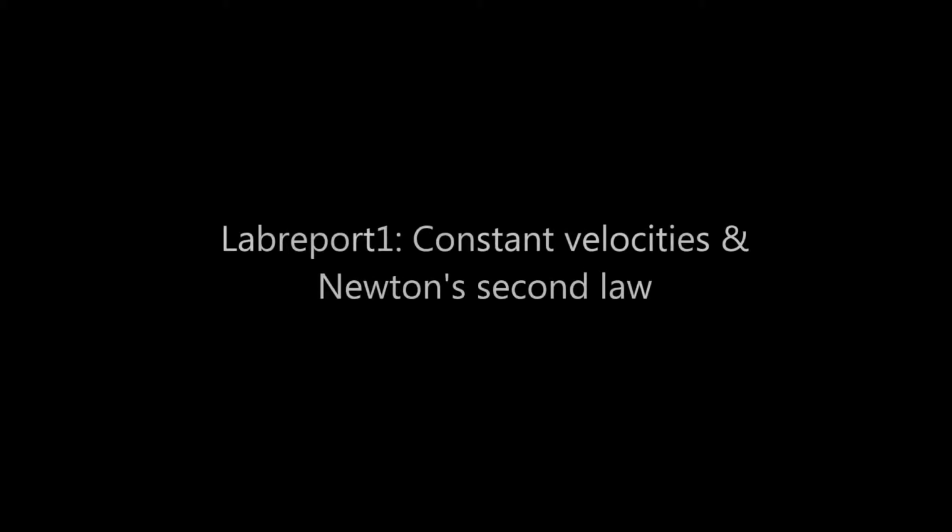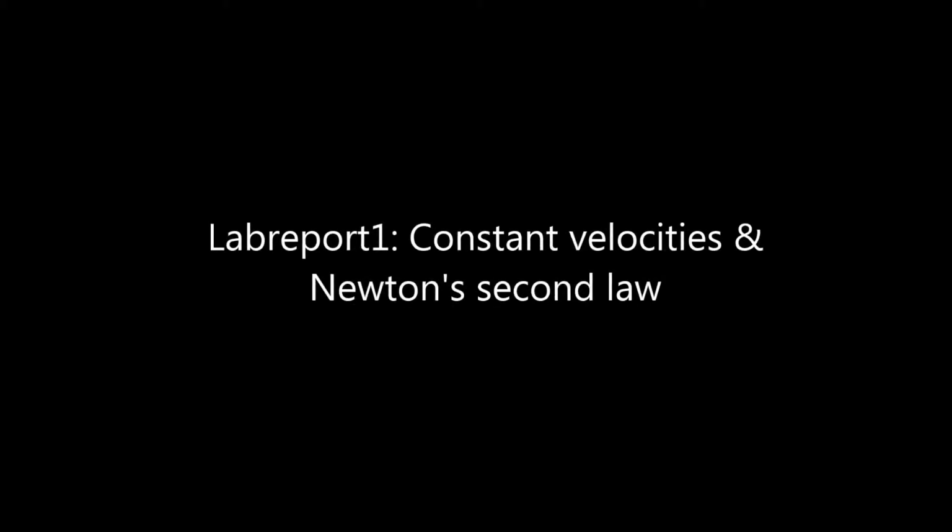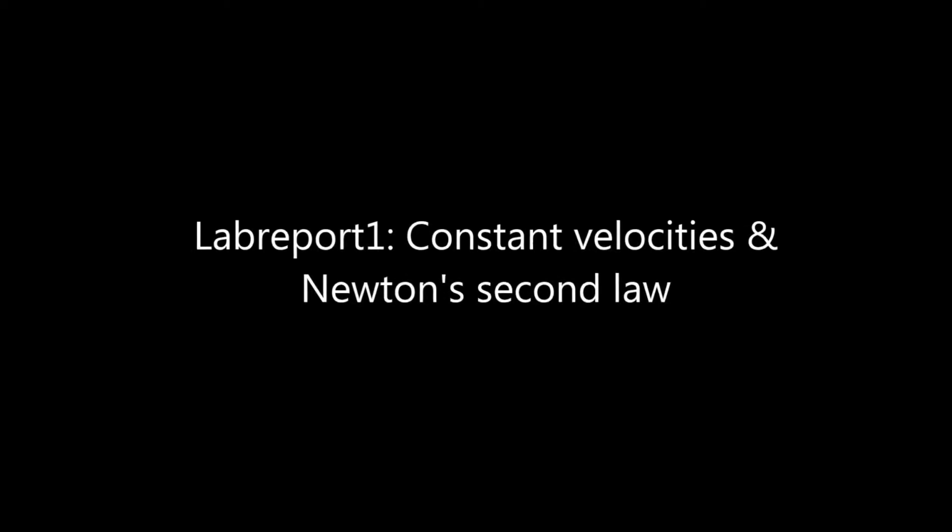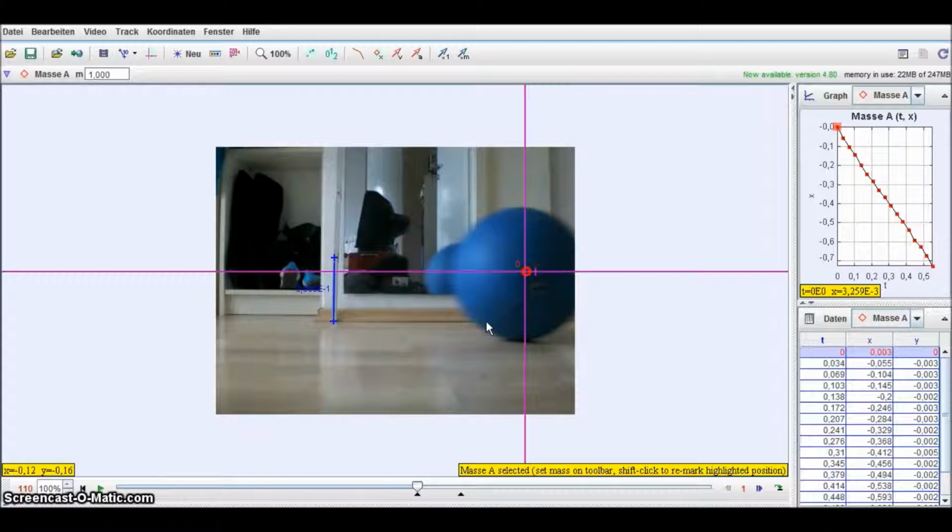In this video, I'm going to present my results of my experiment about constant velocity and Newton's second law. For the experiment, I used a gymnastic ball with a mass of 3 kg. I put the origin of the coordinate system in the center of the ball, which is rolling from right to left. As a measuring stick, I used a measuring band with a length of 20 centimeters, you can see over there.